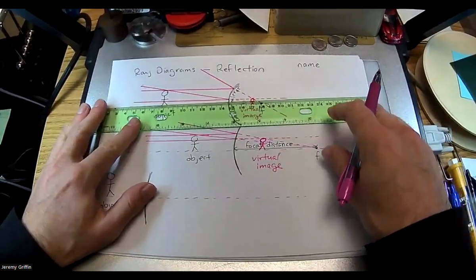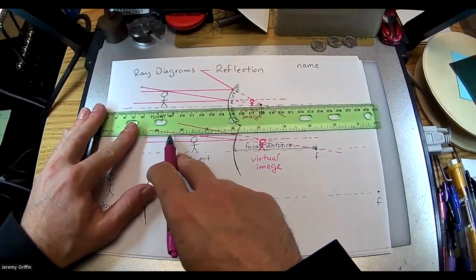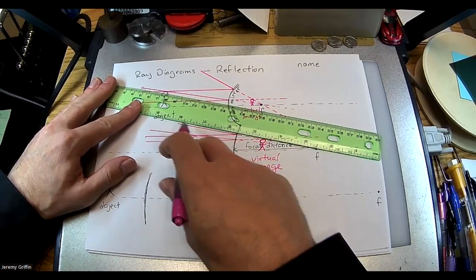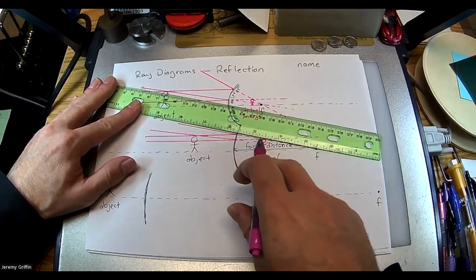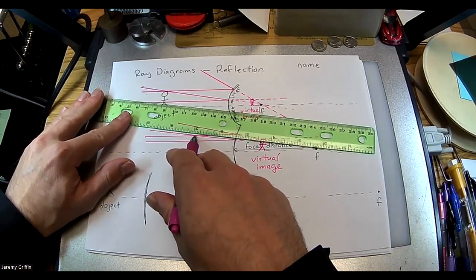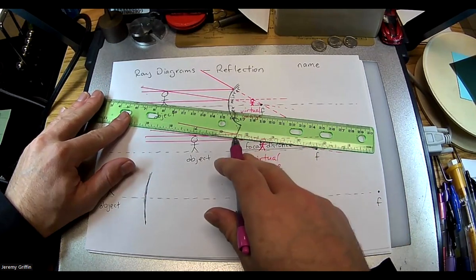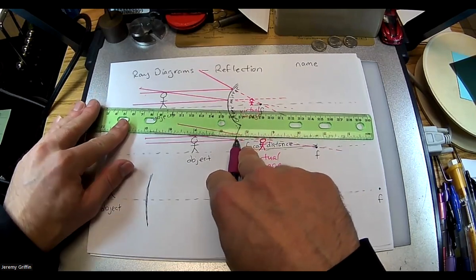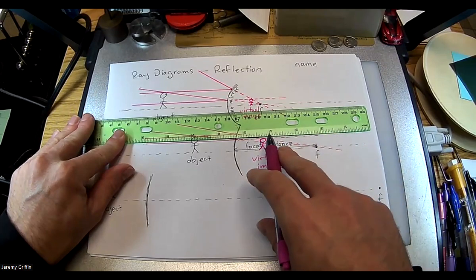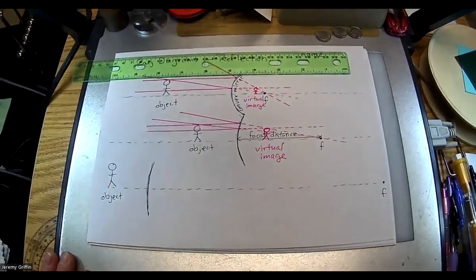Go back to the beginning. The first ray I drew was across the top of his head, parallel to the ground. Then I bounce that off, align my ruler with this focal point, it bounces that way, and extrapolate backwards. Then I went back to the top of his head and aimed a ray of light straight toward the focal point. That's going to bounce off the mirrored surface right here, back parallel to the ground, and extrapolate that backwards. Where those extrapolations cross, that's where the image is.